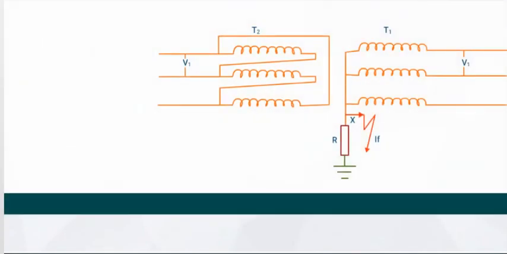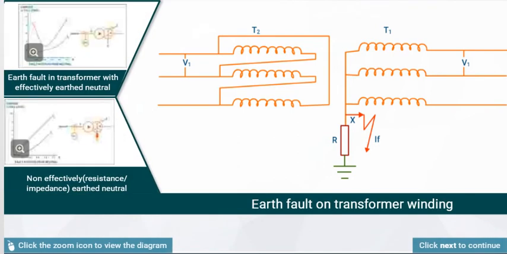Let's look at the fault current distribution. Let's first understand earth fault on transformer winding. Click the zoom icon to view the diagram.